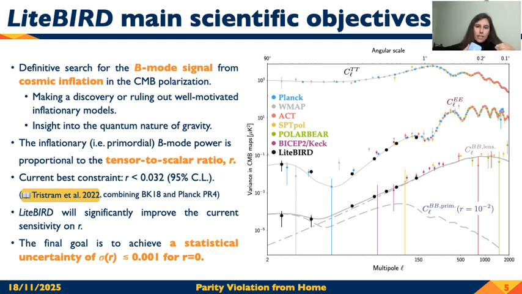Usually we characterize the power of this primordial signal using the tensor-to-scalar ratio, which gives an idea of the amount of power of this primordial signal compared to scalar perturbations, for example, the E mode power spectrum. Current constraints on this parameter say that it has to be lower than 0.032 at 95% confidence level, which LiteBIRD will be able to improve significantly because it is expected to have a statistical uncertainty on the order of 10 to the minus 3.